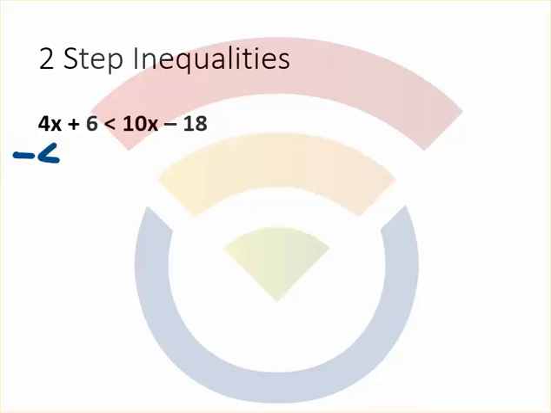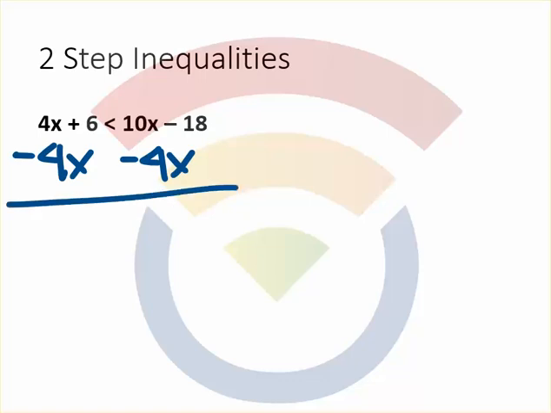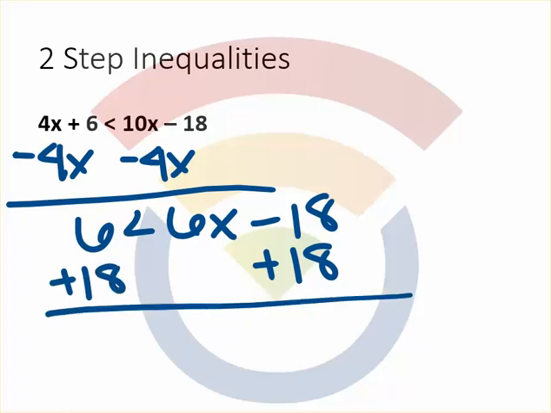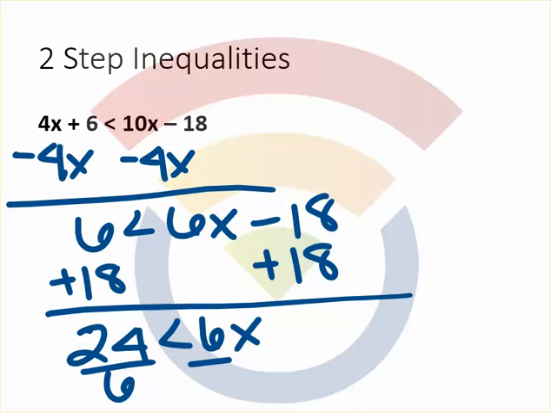I'm going to subtract 4x from both sides, just because I know negatives can be tricky to work with. So 6 is less than 10x minus 4x is 6x minus 18. Now I add 18 to both sides. 6 plus 18 is 24. 24 is less than 6x. Divide both sides by 6. So 4 is less than x.